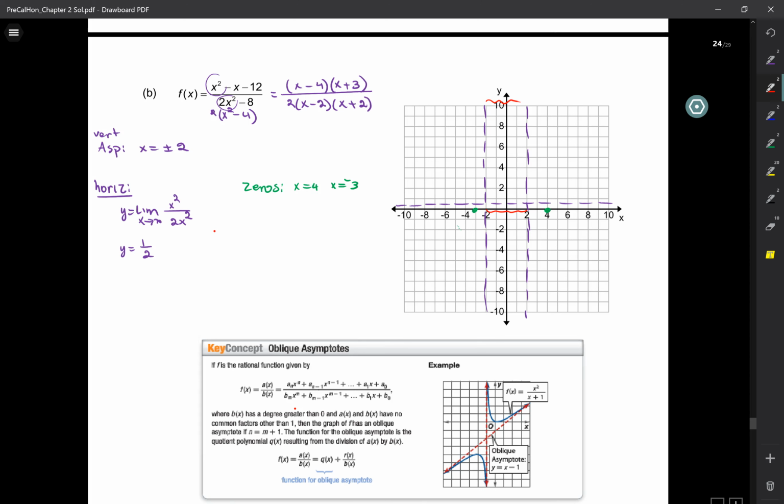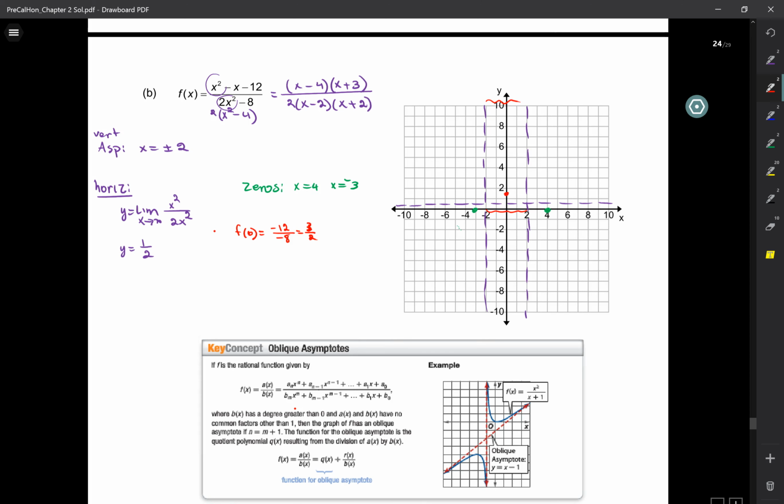Okay, so let's just plug in a value here. Let's see what f of 0 is. Well, f of 0 is negative 12 over negative 8, which is a positive value, right? Negative 12 over negative 8, if we divide by 4, it's 3 over 2. So it's a positive value. So at 0, it's 1.5 right there. All right, so what does that mean?